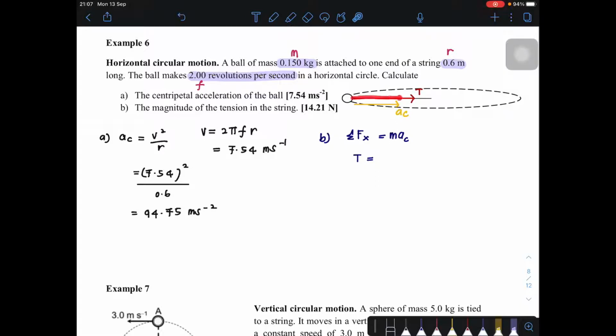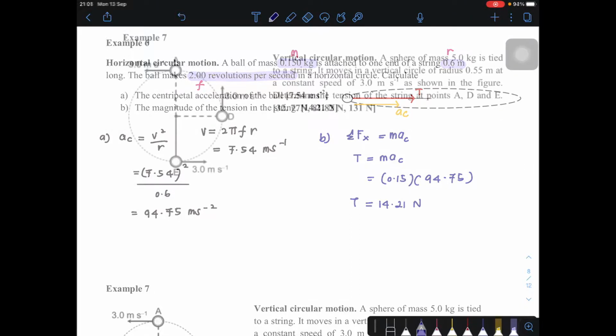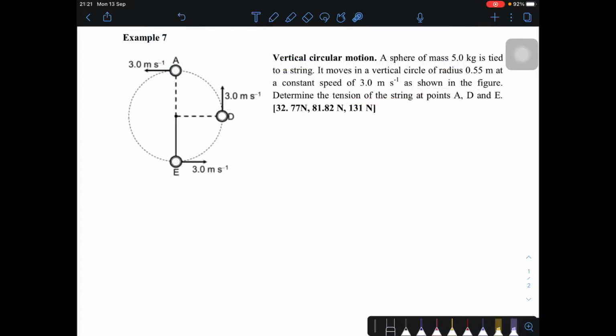So, T ni, dia ke kanan kan? Which is sama direction dengan AC. So, dia adalah positive. So, here, kamu just masukkan di mana mass adalah sama dengan 0.15 and acceleration yang kita sudah dapat tadi. So you will get the tension is equal to 14.21 Newton.